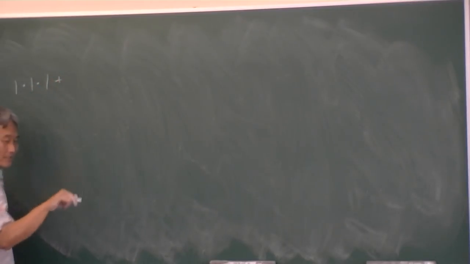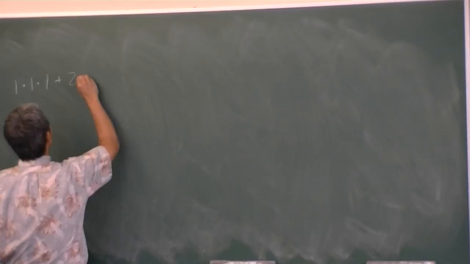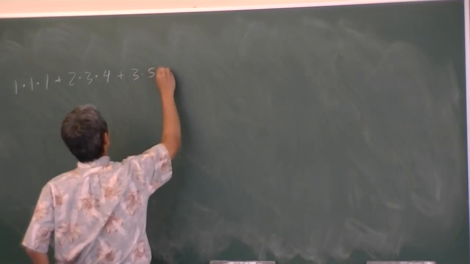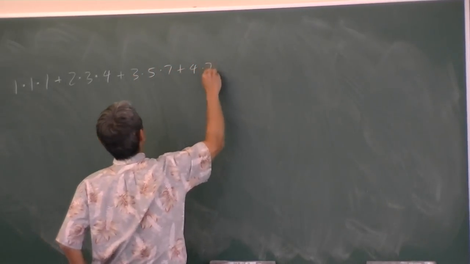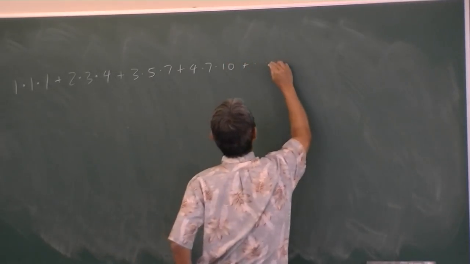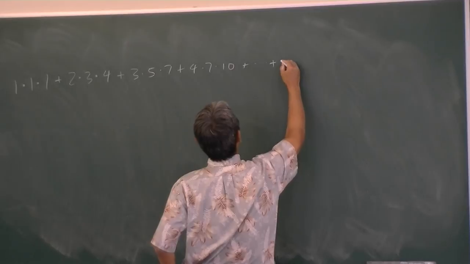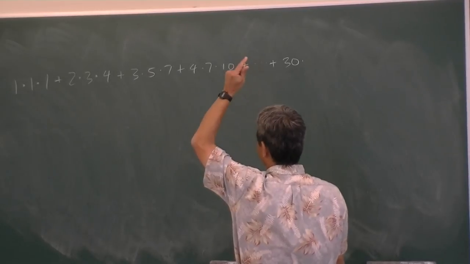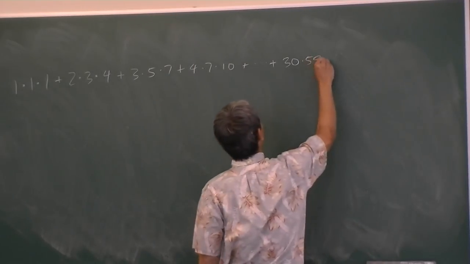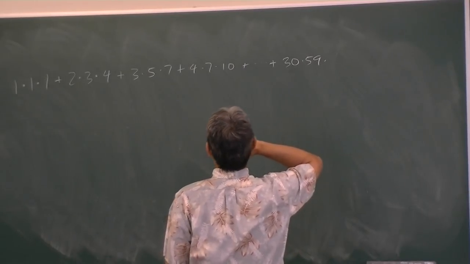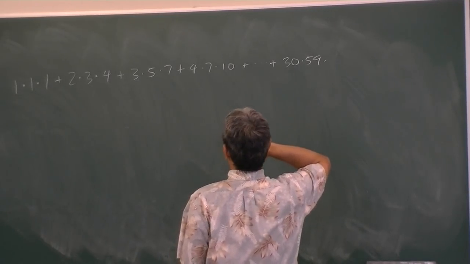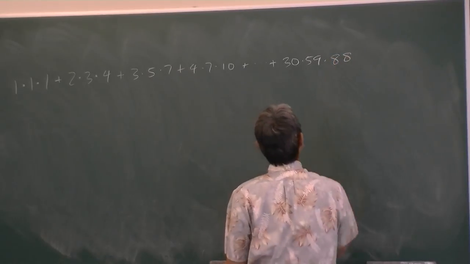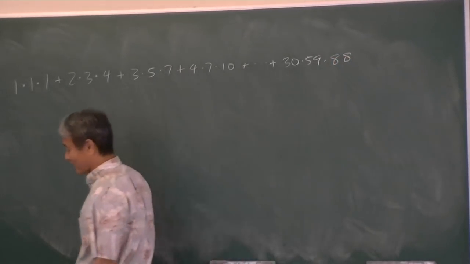1 × 1 × 1, I'm trying to make something similar to the homework, plus 2 × 3 × 4 plus 3 × 5 × 7 plus 4 × 7 × 10, all the way until you hit, okay, the other class we did 20, let's do 30. 30 times 59. I gotta make sure it comes out. Okay, compute this number. No calculator.